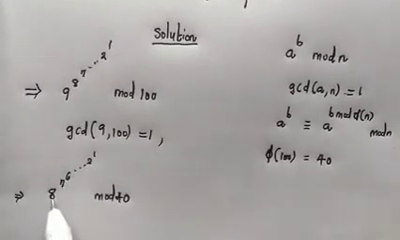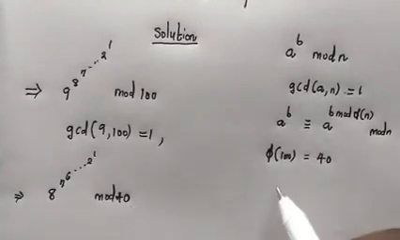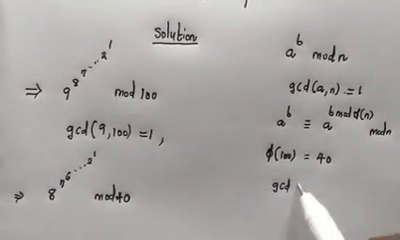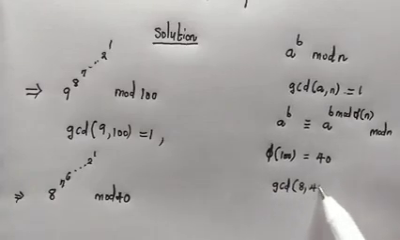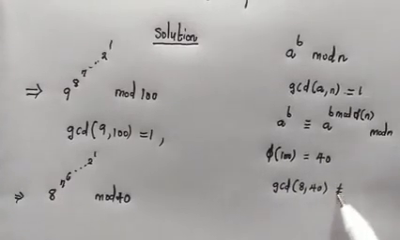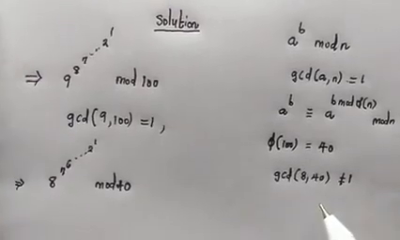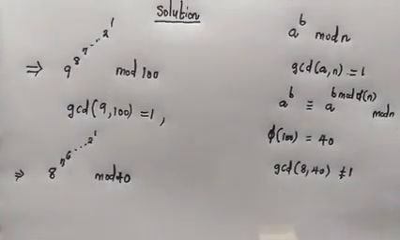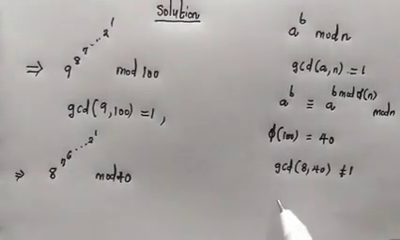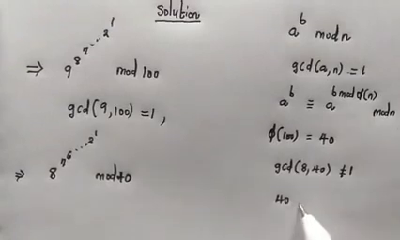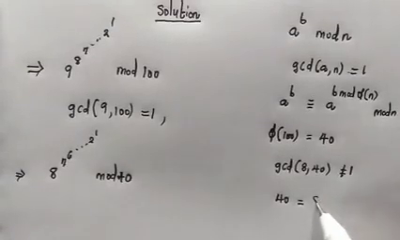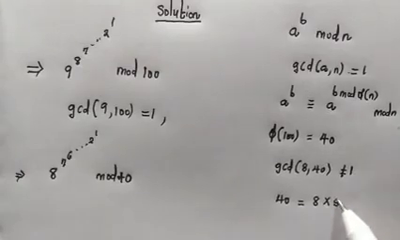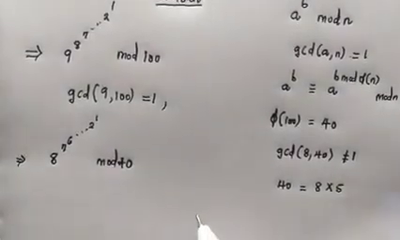But we have a problem here. Can you see that 8 and 40 are not co-prime? The reason is that the GCD of 8 and 40 is not equal to 1, right? So what do we do from here? Then we split the modulus. So here, we're going to split 40 as 8 multiplied by 5. So we split this modulus.